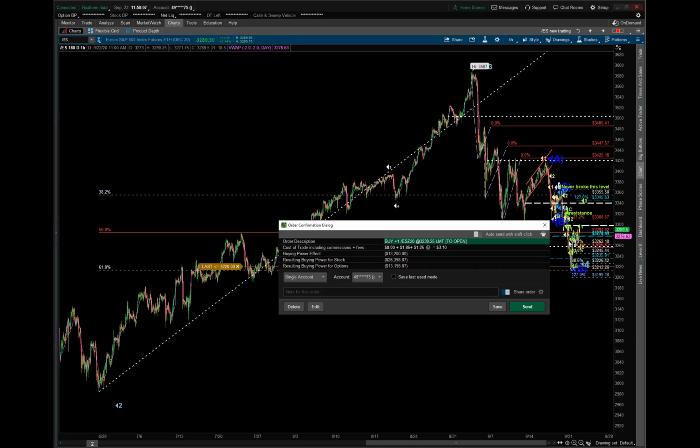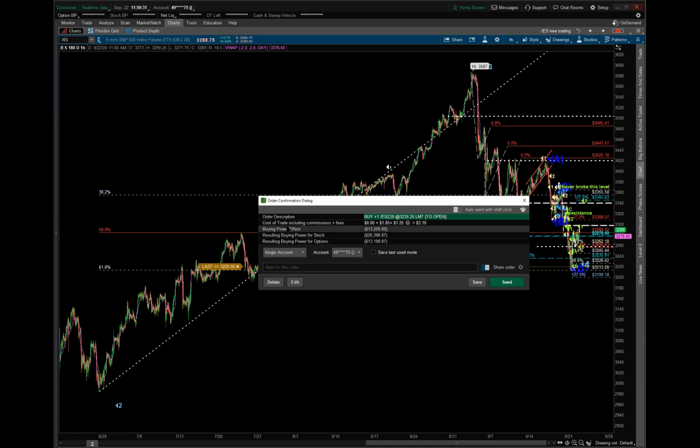But isn't the value 3239 or whatever it is that we have to buy it for? Why is the cost of the trade showing $1.85 plus $1.25? Yes, that will be the commissions and fees on these ones. Thinkorswim does have the cost of the trade including commissions and fees. This is what it's costing me on commissions, $1.85, plus the fees. This is what you're paying pretty much as the fees, just to trade this.